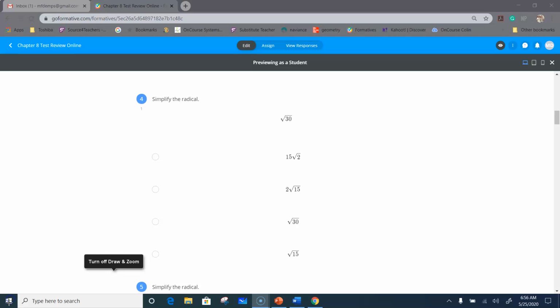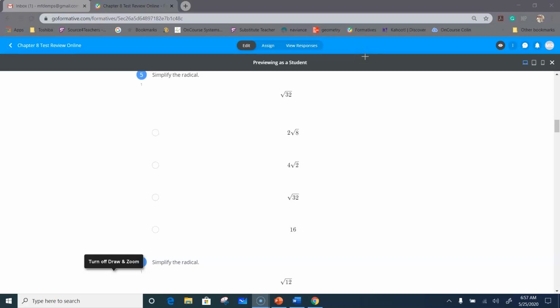Square root of 30, so this one fools people sometimes for some reason. Here's my perfect squares, I'm going to list them. And I'll stop here, but I could have stopped at 16. None of these divide evenly into 30. 4, 9, 16, none of them divide evenly into 30, so square root of 30 just stays that way.